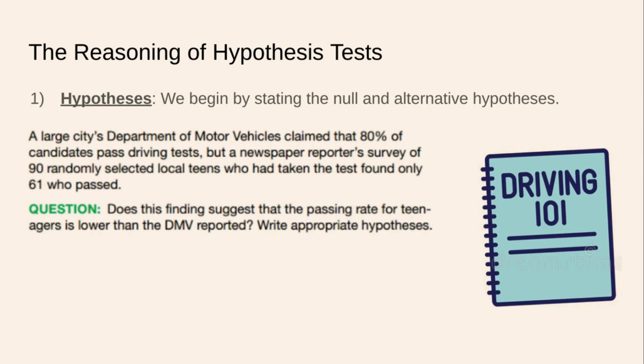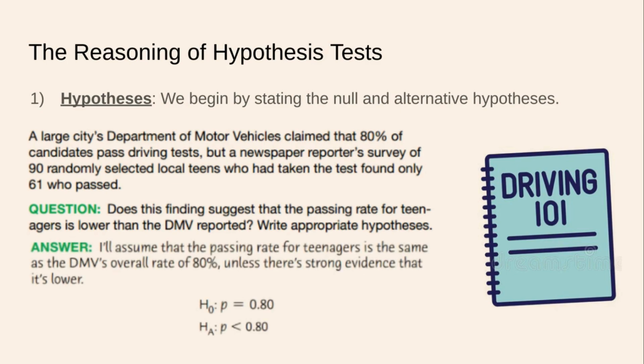So, does this finding suggest that the pass rate for teenagers is lower than the DMV reported? All right, now objectively, that sample proportion is lower, but is it significantly lower? Or is it just maybe a little bit lower, and if we were to take another sample, it wouldn't be quite as low, and maybe we just happen to get a low sample. So we're going to write appropriate hypotheses. Here's what they would be.